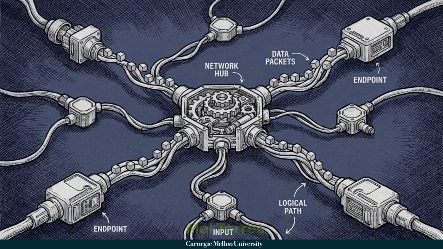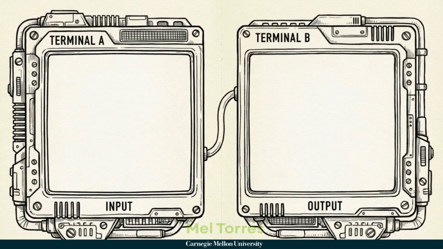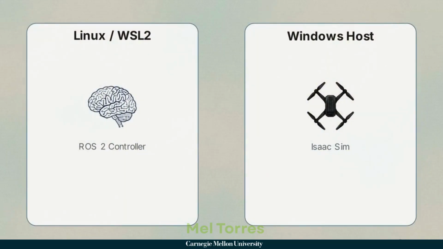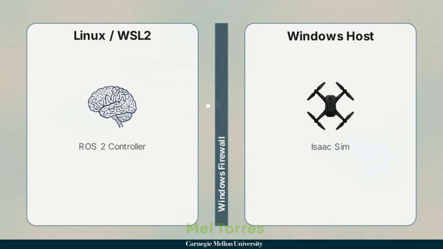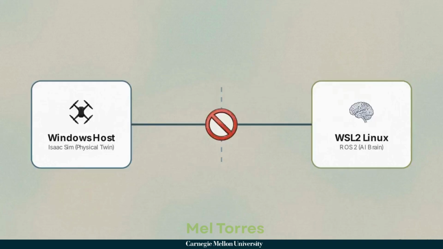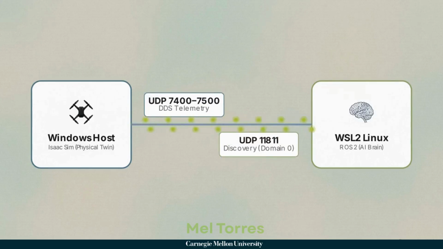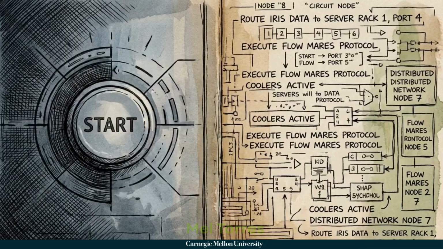The connective tissue for this is DDS, the Data Distribution Service Protocol used to publish and subscribe to real-time data across a network. Out of the box, this bridge is blind. The simulation on Windows and the controller on Linux cannot see each other. The culprit is the Windows firewall. Its default security rules block the multicast discovery ports required for DDS to function. Fixing this requires manual intervention. I explicitly wrote PowerShell rules to open UDP ports 7400 through 7500, plus port 111811, allowing the telemetry traffic to pass. Simulation software often abstracts networking away, but building an operational system requires explicit manual network handshakes at the protocol level.